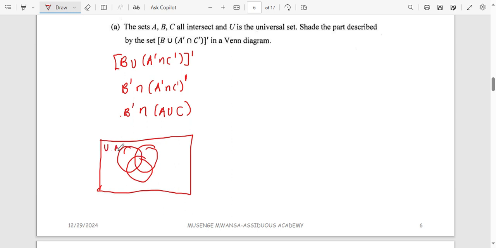This is the universal set. Say this is the set A, this is the set B, that's the set C. Here we are talking about B complement intersection A union C. What we are saying is we want what is outside B, but it is in A union C. And that is very easy, guys. Simply shade A union C, but don't include the set B. That's the meaning of that one. So just this region. So that is the answer. Hope that's okay.